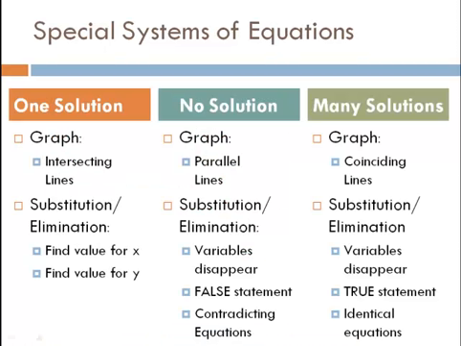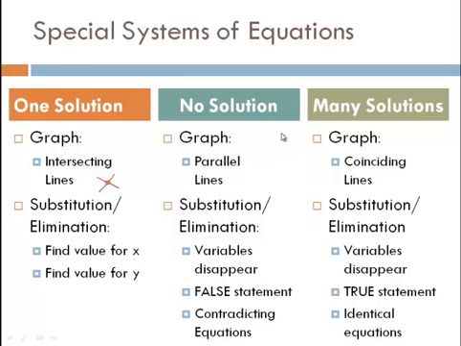So, to summarize, here are the 3 different scenarios and the sorts of things that can happen. Typically, when we use the graphing method, we see intersecting lines, and we find the solution by looking where they cross. And if you're trying to use the substitution or the elimination method, you find the value for one variable, and then you plug that back in and you find the value for the other variable.